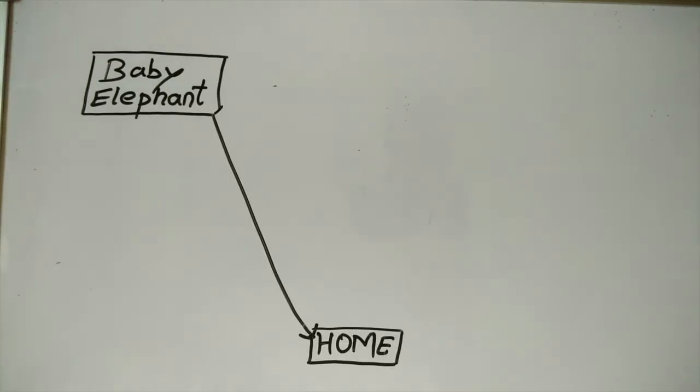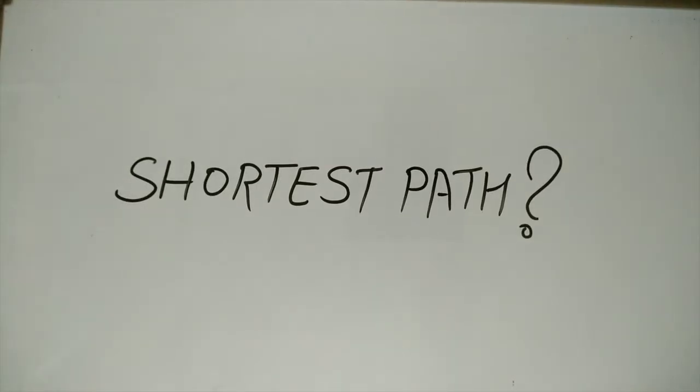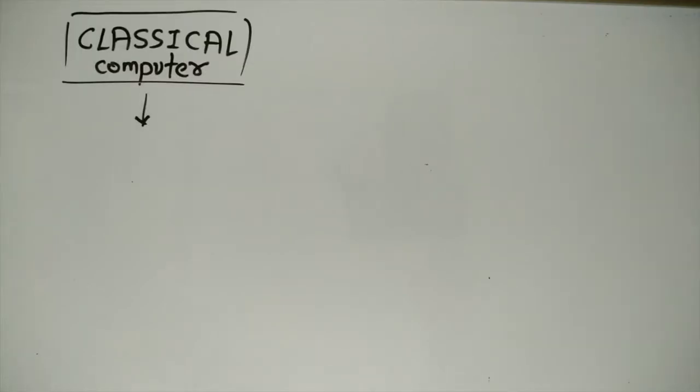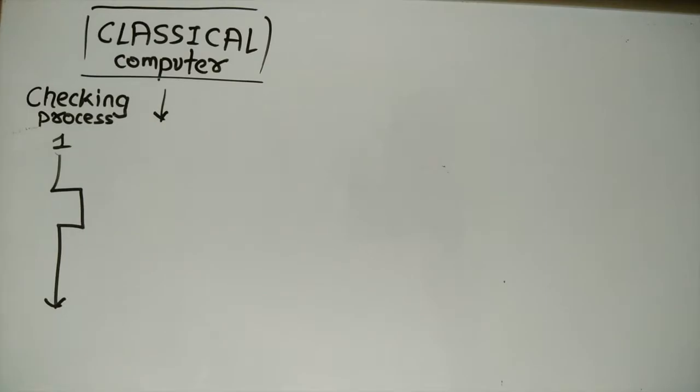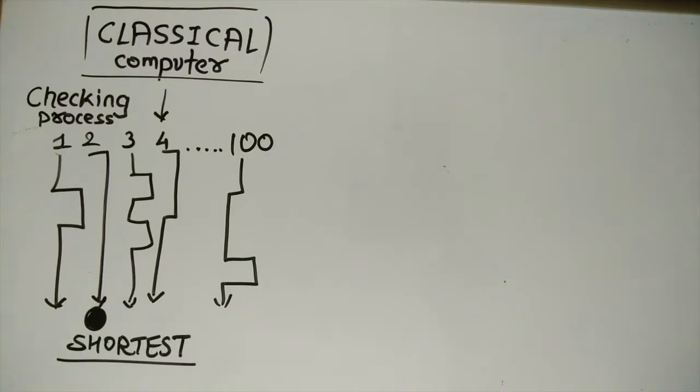Now, it has around 100 ways to reach its home. It definitely would want to choose the shortest path. When I try to find out the shortest path with a classical computer, it will check the 100 paths one at a time. So if it takes 1 second to check one path, it would in total take 100 seconds to find out the shortest one.